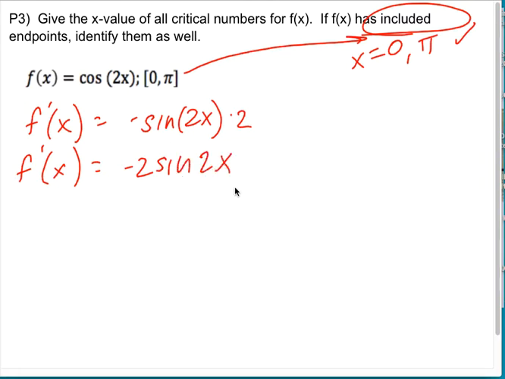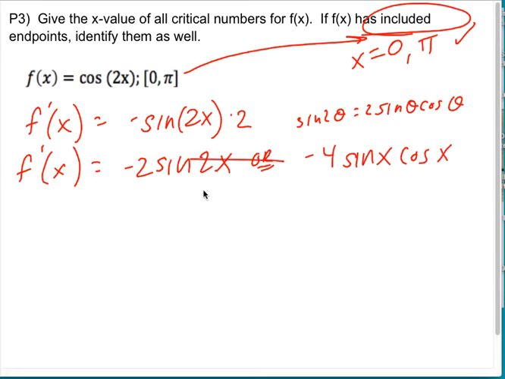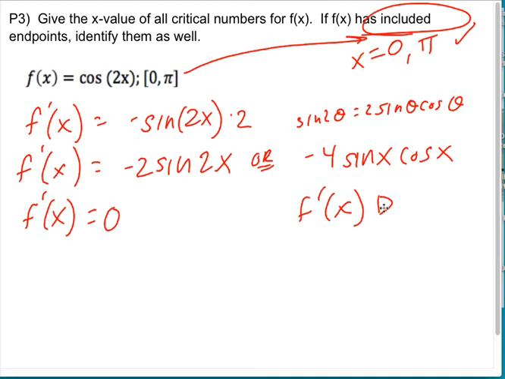And there's a couple different ways to do this. If you wanted to use the trig identity that sine of 2 theta is 2 sine theta cosine theta, you certainly don't have to. You could also rewrite this as negative 4 sine x cosine x, and that's fine. Either of these are two totally acceptable answers. Either way, in either case, there's no denominator, so it doesn't matter which of these you use. f prime could be 0, but f prime does not exist is going to be never. Right?